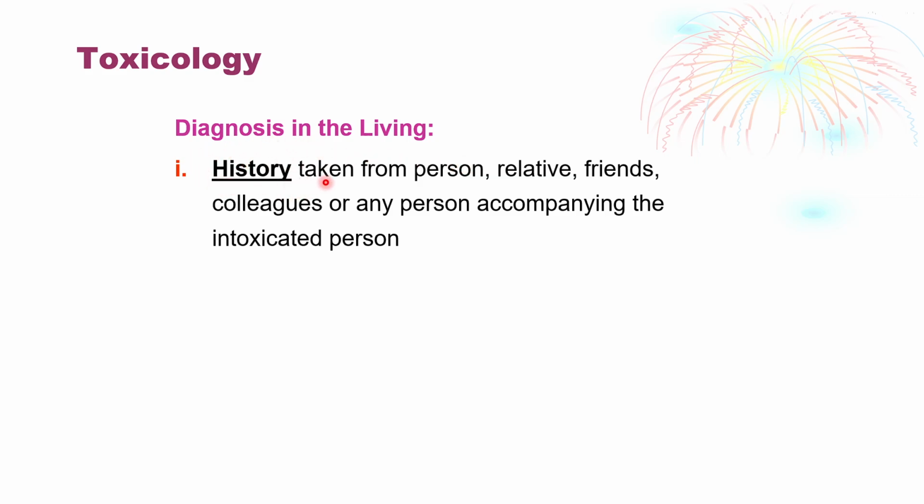So the history is very, very valuable. The best physician is the one who takes the best history, and it completes almost 80% of the diagnosis. We will ask the person himself, or the relatives or friends and colleagues who are accompanying the intoxicated person. The history will indicate that there is something wrong and he might have taken some poison.